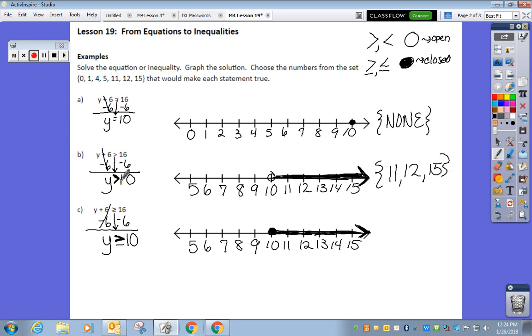Is 0 greater than 10? No. 1 greater than 10? No, and so on. So down here, in letter C, I'm looking for any number that is greater than or equal to 10. So that means 10 or more. So again, these smaller numbers will not work, but 11, 12, and 15 would.